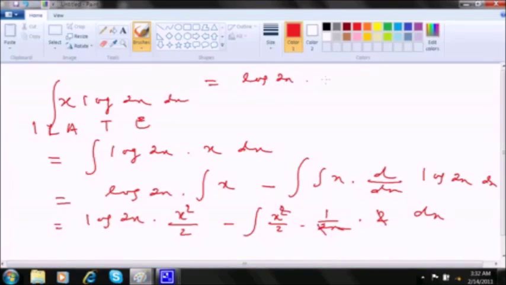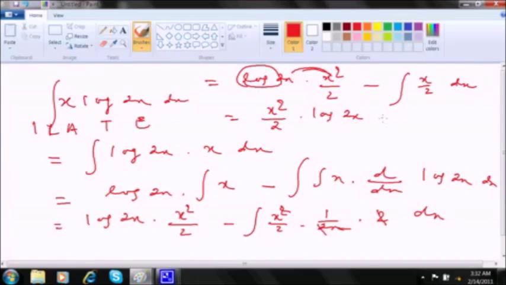log 2x into x squared by 2, minus integration of x by 2 dx. Conventionally this is written in the beginning: x squared by 2 into log 2x. Trust me, this x and x squared are not related because log is the security guard. Minus 1 by 2 into integration of x dx. That's equal to all this remaining the same, minus 1 by 2 times integration of x, which is x squared by 2, plus c. I'll just see again. So this x squared by 2 into log 2x, minus integration of x by 2. Hopefully I'm 100% correct.